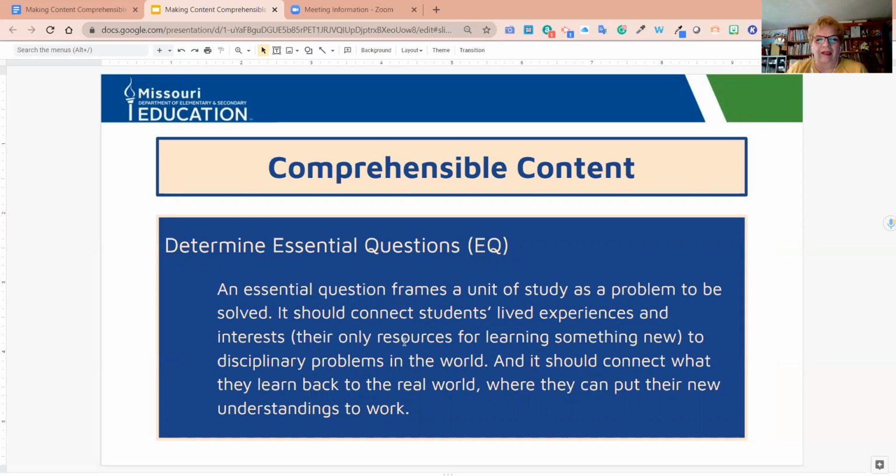When we're determining our essential questions, it is a question that frames a unit of study, what we're going to solve, how we're going to get there. And it should connect the students' life experiences and their interests to problems in the world, what we're trying to learn about. So again, it goes back to making a connection for your students, because they really do learn better when it means something to them, rather than just random things here and there. So if they can put it to work, then it has a lot more meaning and they learn much more quickly.